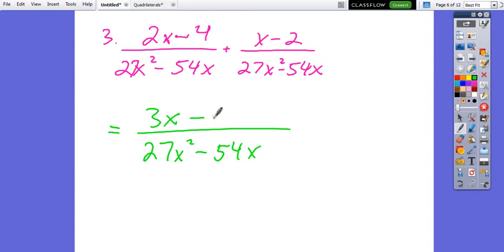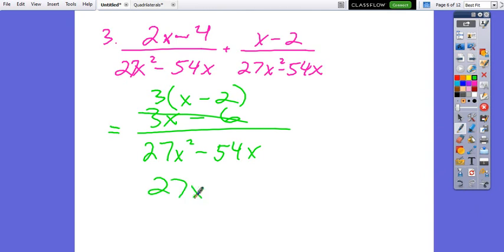Now, once I have it in its combined form, I'm going to break it down by factoring. Always check to see if you can factor. So I'm going to factor my numerator. What's the GCF up here? 3. So I'm going to go 3 parentheses, and that leaves 2x minus 2. And then in the denominator, I'm going to factor out the GCF, which is 27x.